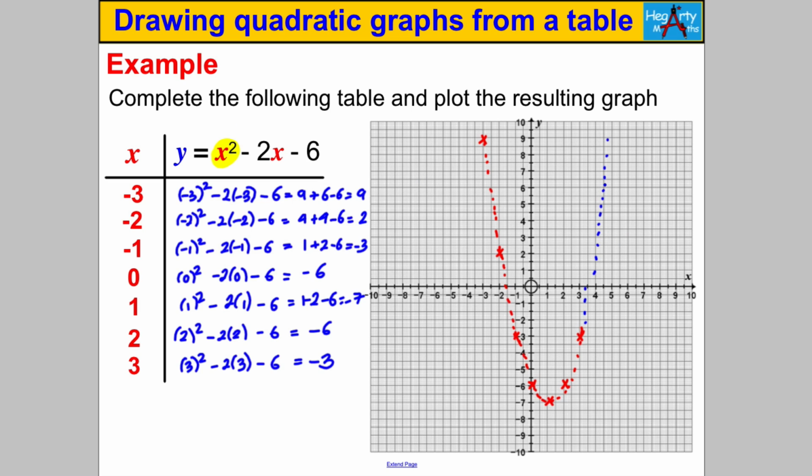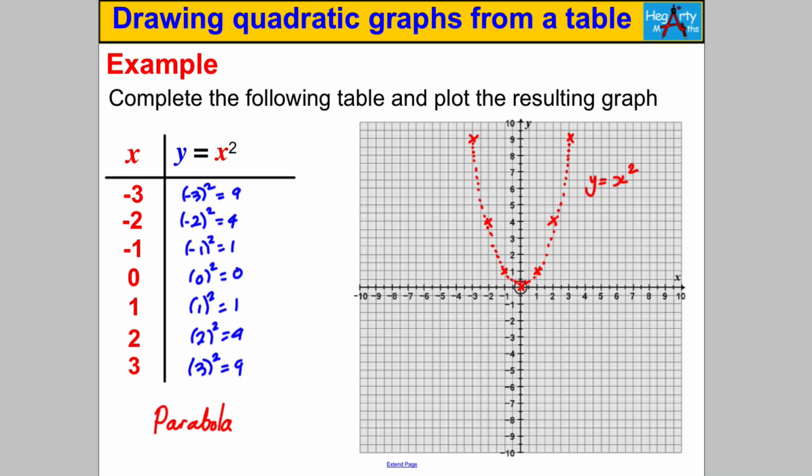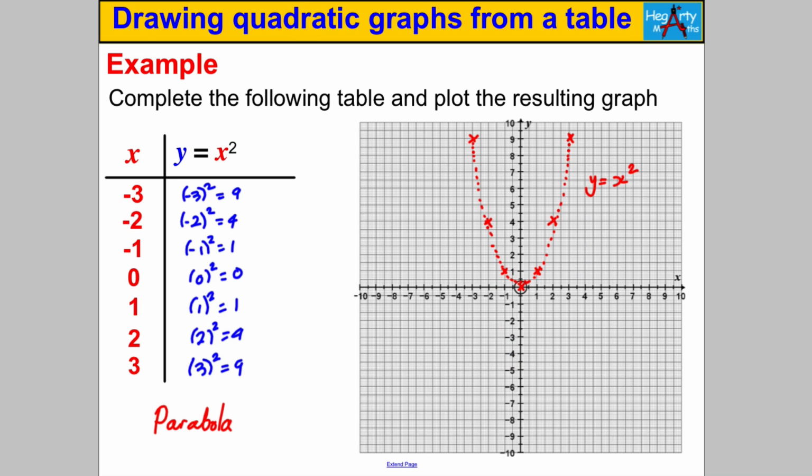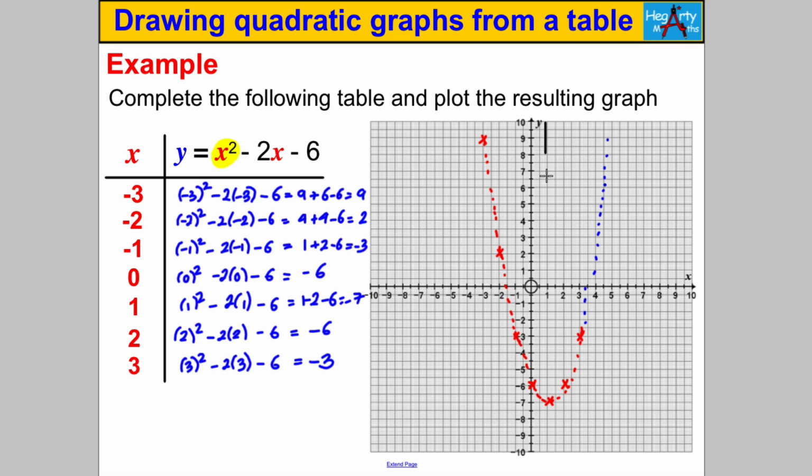Now, two things to point out of the two graphs we've drawn. They are both parabolas, okay? They both seem like they are what we would call U-shaped, okay? And they both seem symmetrical around a center line like that. That parabola is symmetrical around that line. In this case, the mirror line seems to be around this point here.